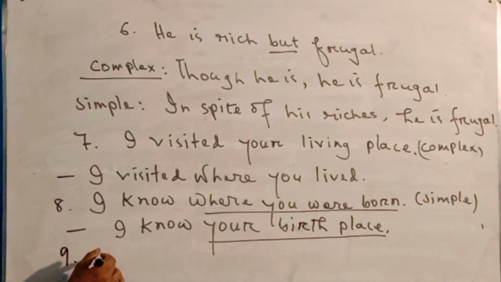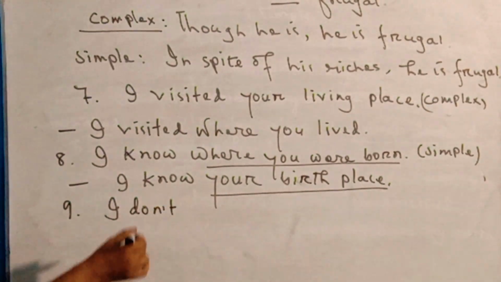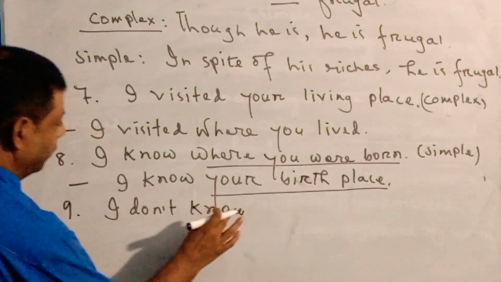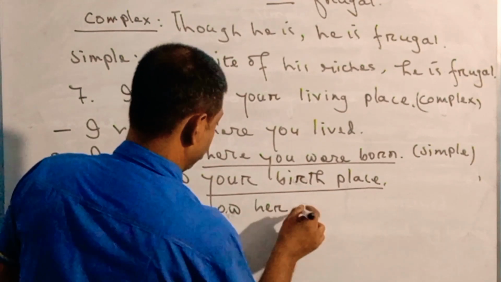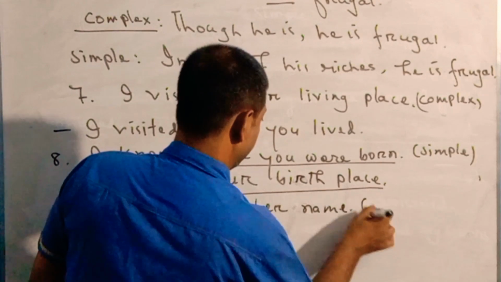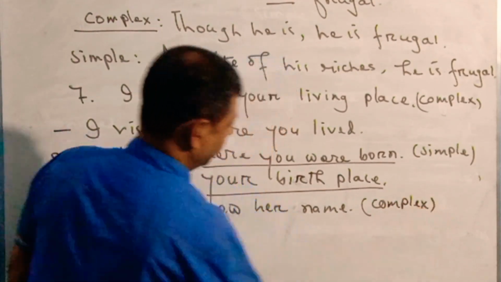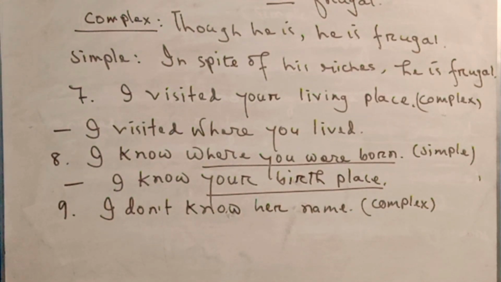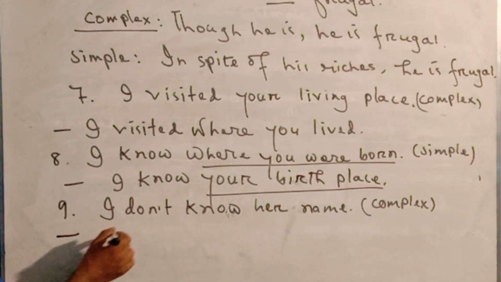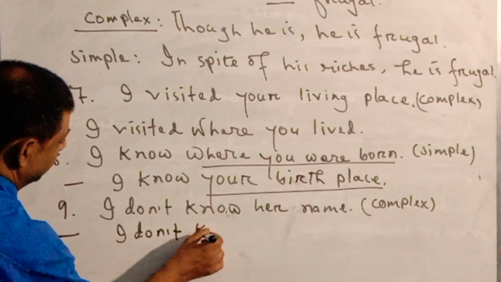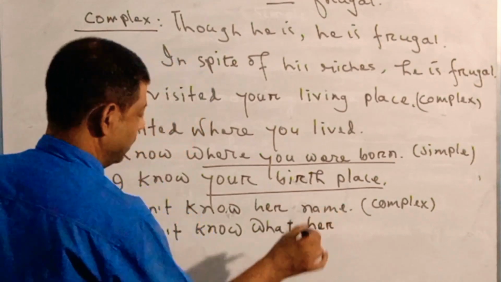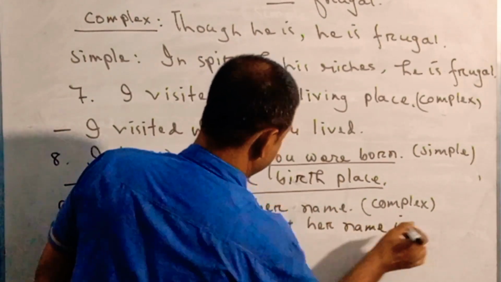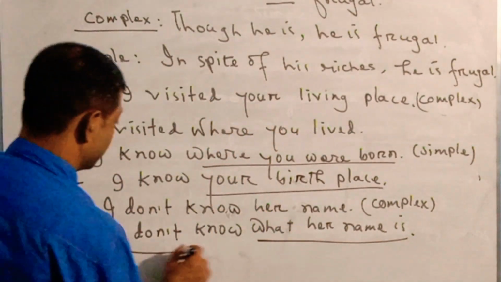Question number 9: I don't know her name. Make it complex. Here is a subject matter, name. You will use "what": I don't know what her name is, because you need a second clause with a verb, as in the first clause.